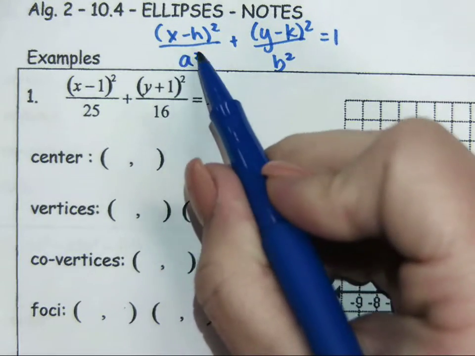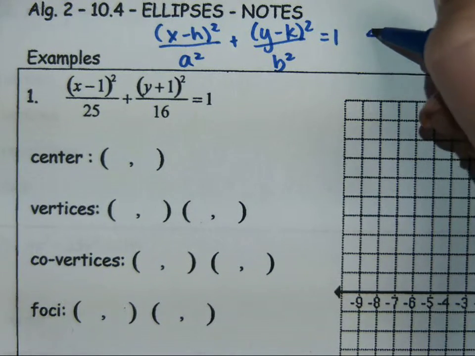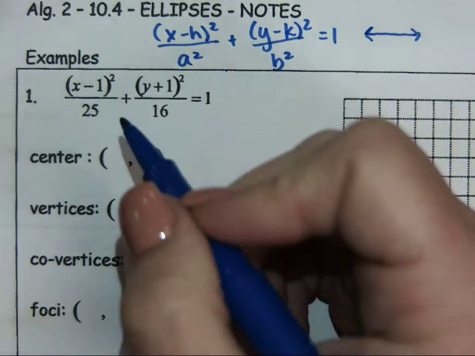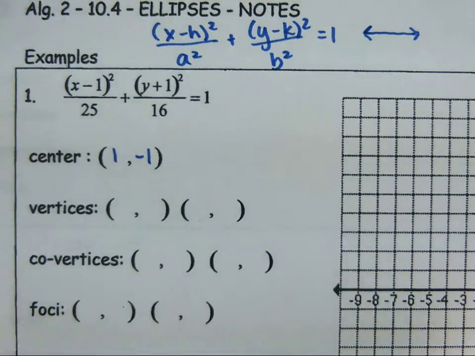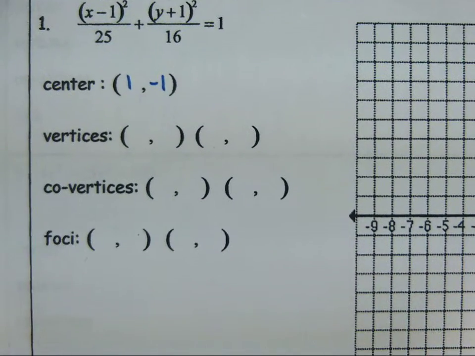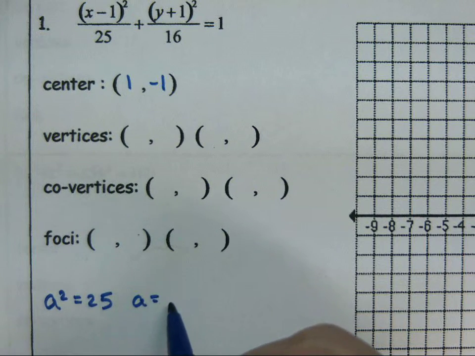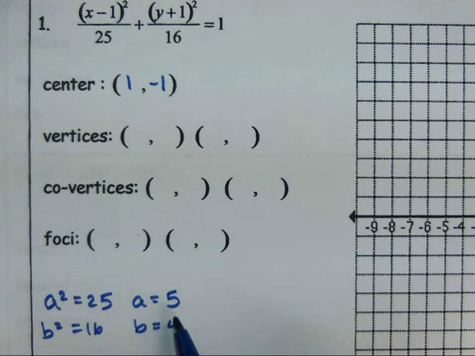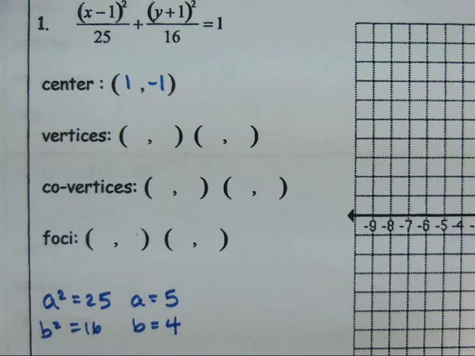And again, if the a squared here is under the x squared, this means that I'm going to be using a horizontal major axis. So if we look here, our center is going to be at (1, negative 1). And I'm going to do some work here about my denominators. This one's larger, so that means that a squared is 25, or a is 5. b squared is 16, or b is 4. And so now I'm going to plot those, and I'll find my vertices, co-vertices, and all those coordinates after the fact. So let's go over here and plot our point.